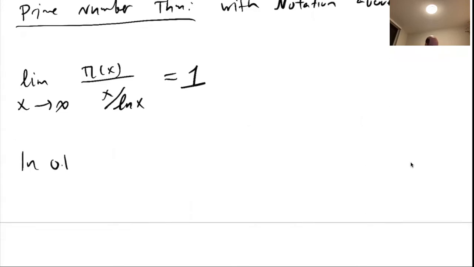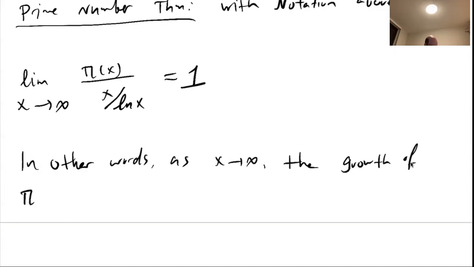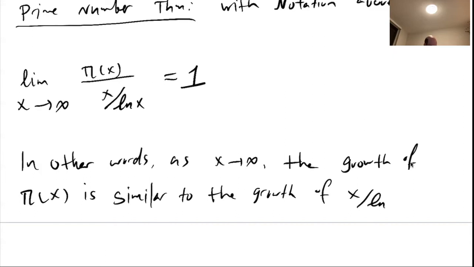In other words, as x goes to infinity, the growth of pi of x is similar to the growth of x over ln x. So if I want to describe this simply, this means the number of primes less than or equal to x is relatively large. Because what is the maximum for pi of x?